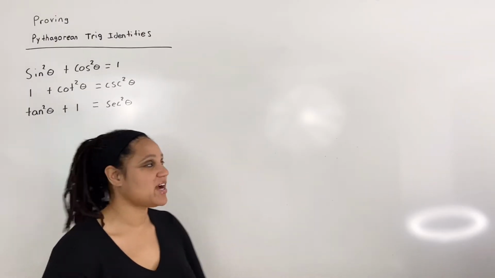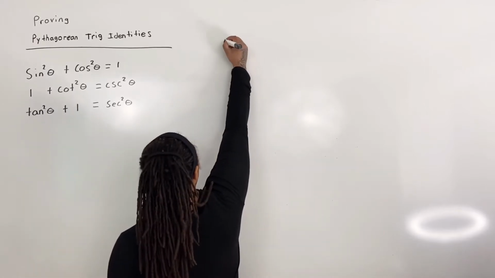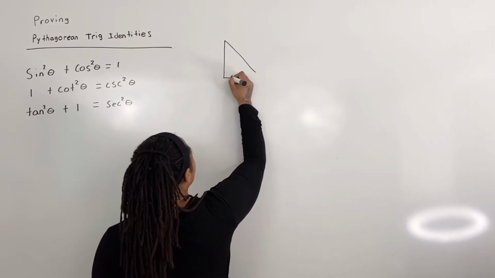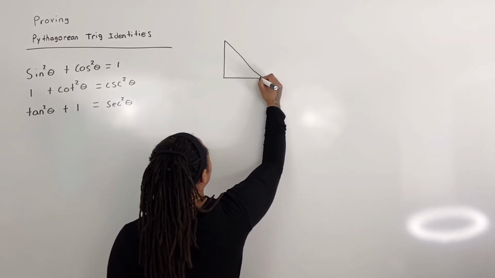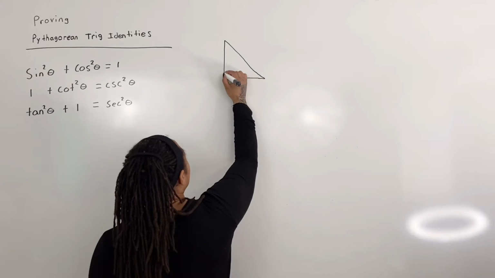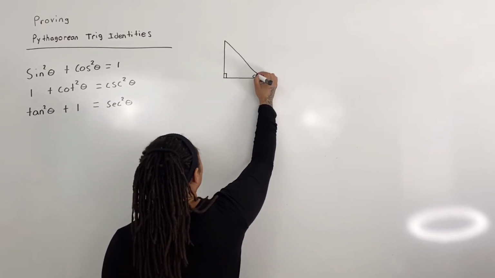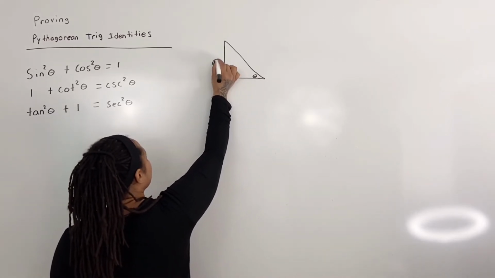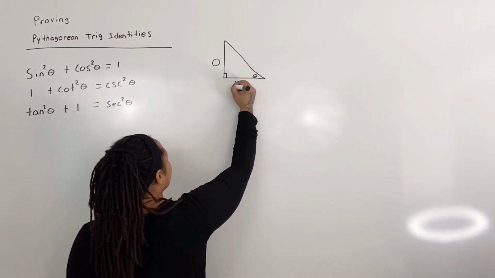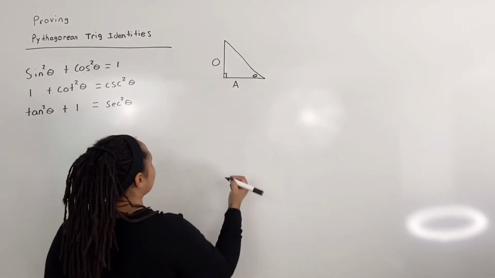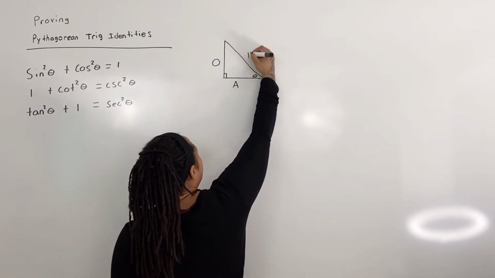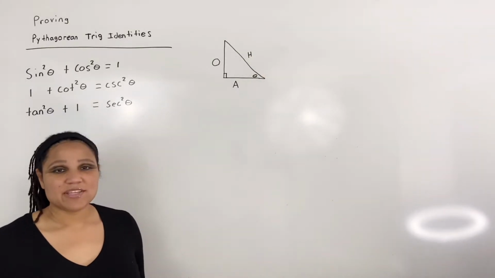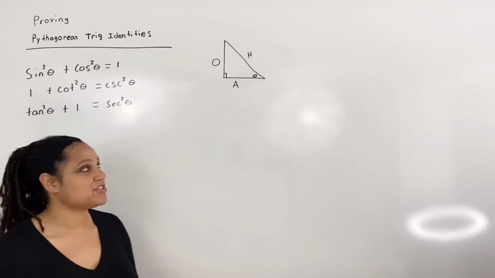Recall a right triangle. So here we have a right triangle. Here is my 90-degree angle, and here is a given angle theta. We will call this side O for opposite of the angle theta. We will call this side A for adjacent of the angle theta, and we will call this side H for the hypotenuse.